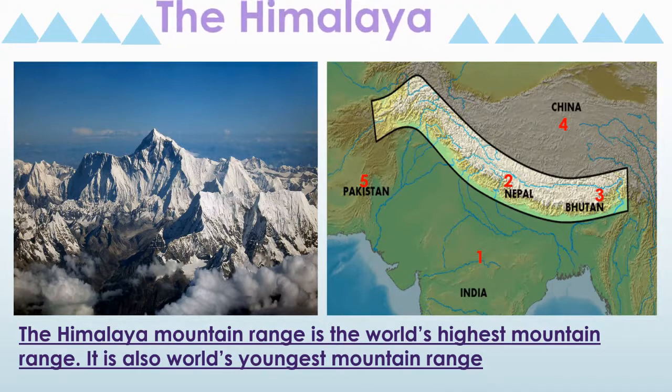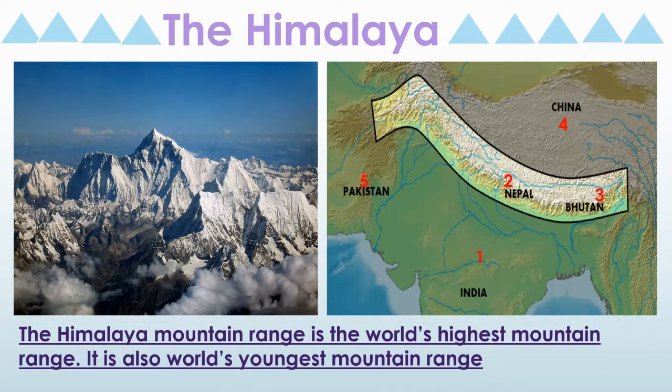First, the Himalayas. The Himalayas are covered by snow throughout the year. The Himalayan range is bordered by 5 neighboring countries. Look carefully on the map. First is India. Second, Nepal. Third, Bhutan. Fourth, China. And fifth, Pakistan.